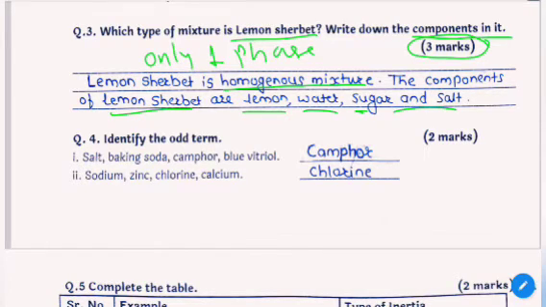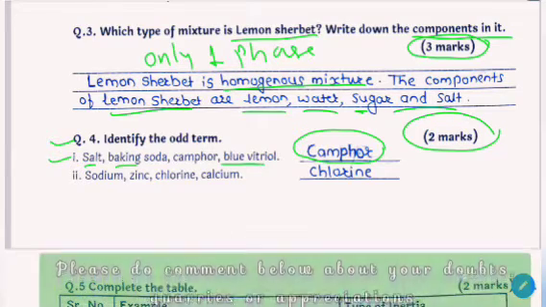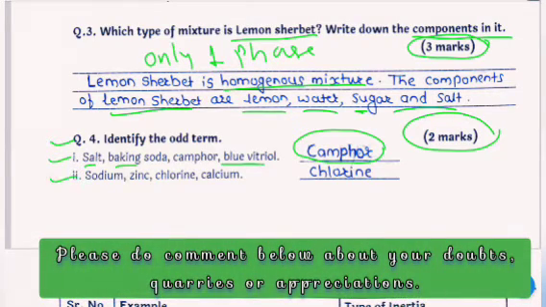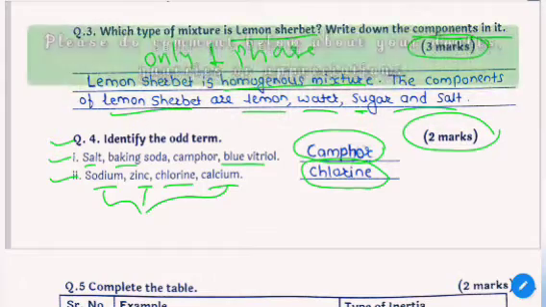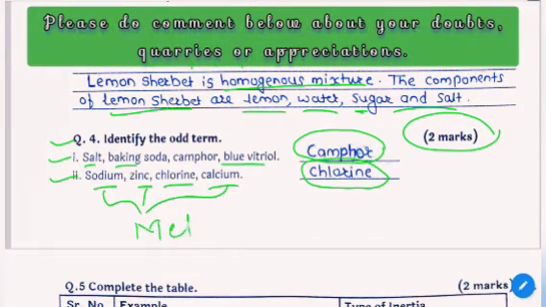Now question number 4 is: identify the odd term. It has 2 marks. The first is salt, baking soda, camphor and blue vitriol. Here camphor is the odd term. All other 3 are soluble in water, while camphor is insoluble in water. Now the second is sodium, zinc, calcium and chlorine. Here chlorine is the odd term. All other 3, that is sodium, zinc, calcium, are metals.